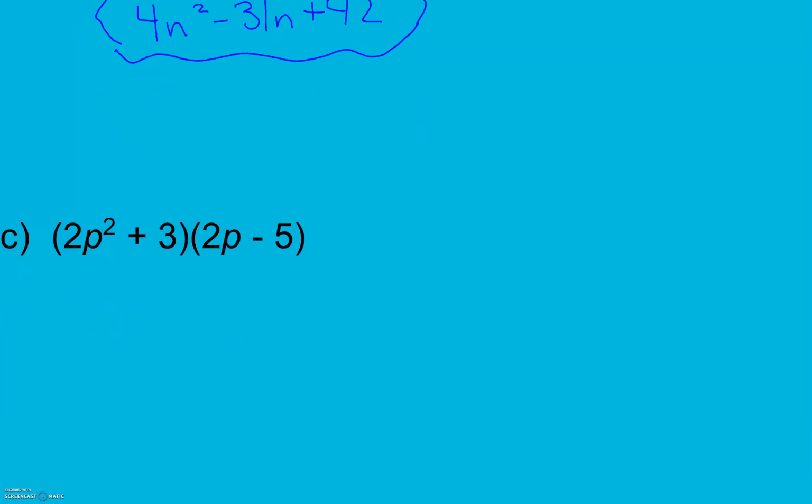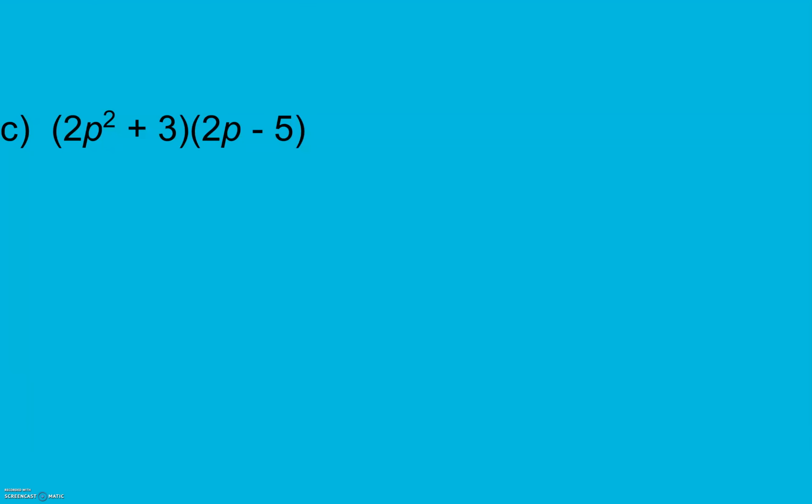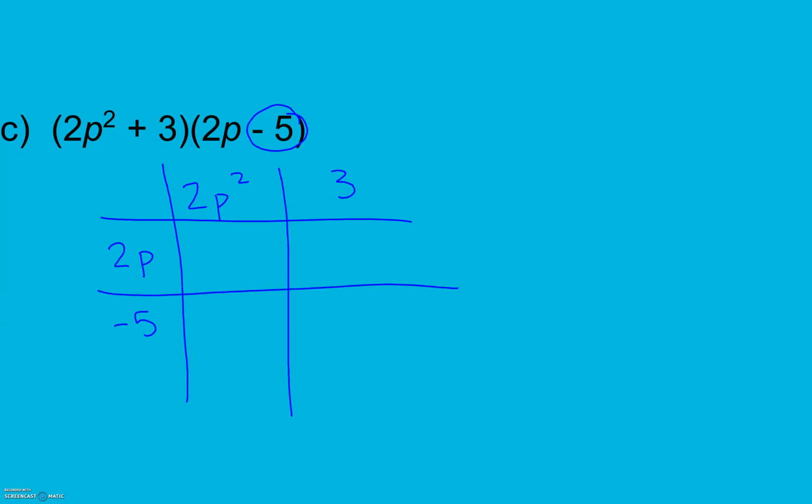On the last one here, I'm going to set this up as a table just to get a little bit more practice with that. You can FOIL here. You also can double distribute if you'd like. So I'm going to do 2p squared plus 3 and 2p minus 5. Take that sign with the number. When I multiply here, I take 2p squared times 2p. 2 times 2 is 4. There's a 1 there. Add your exponents. This is p cubed. 3 times 2p, 6p. 2p squared times negative 5 is negative 10p squared. And 3 times negative 5 gives me negative 15.